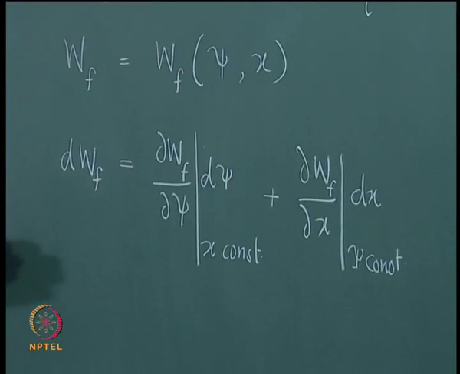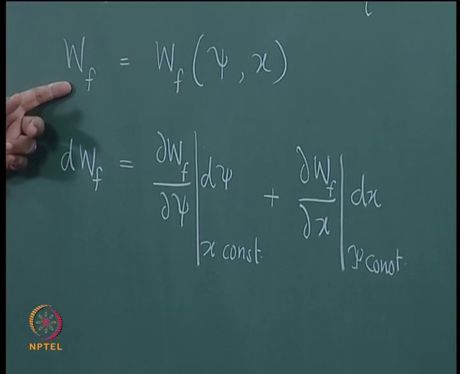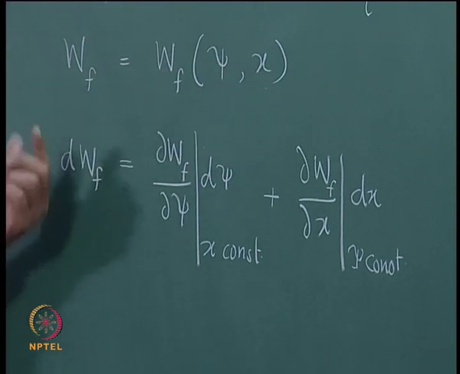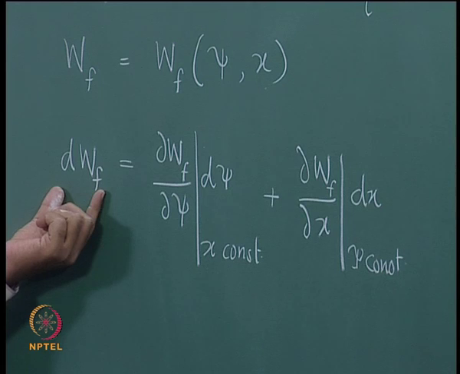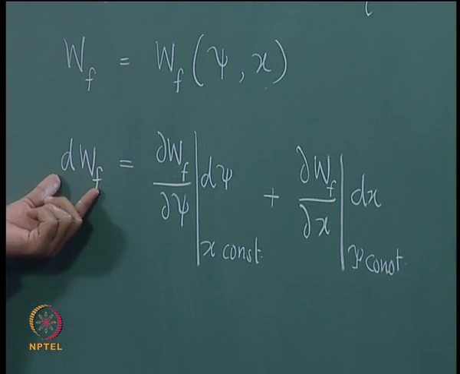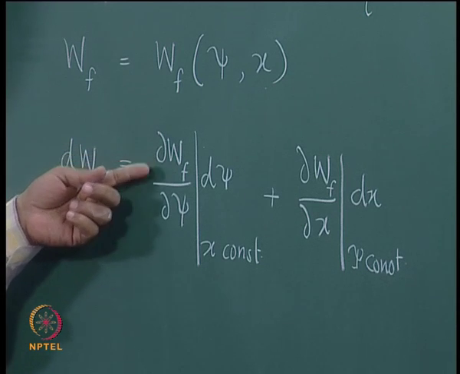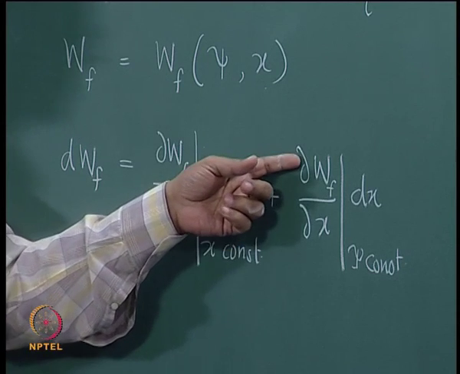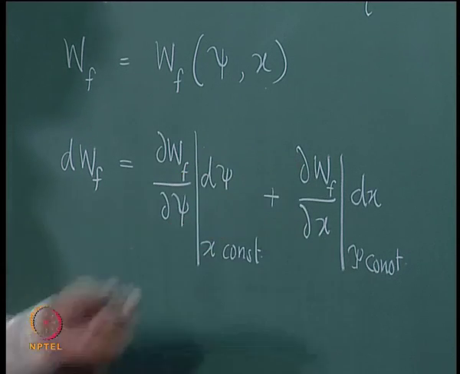This is a general expression: if a function is going to depend on a variable 1 and a variable 2, then a small change in this Wf can be written as the derivative with respect to one variable keeping the other fixed, and the derivative with respect to the other variable keeping the first one fixed.